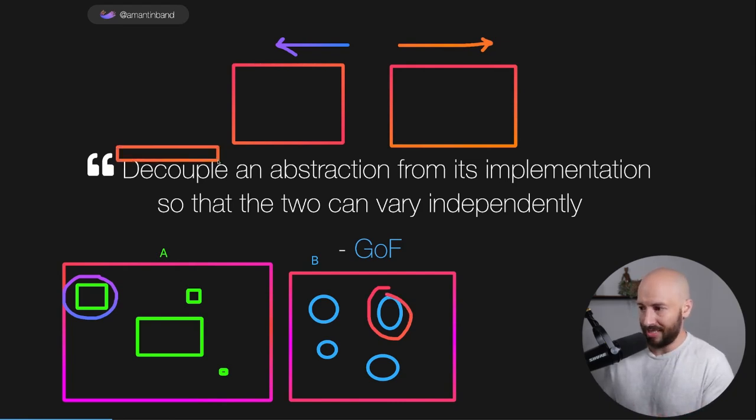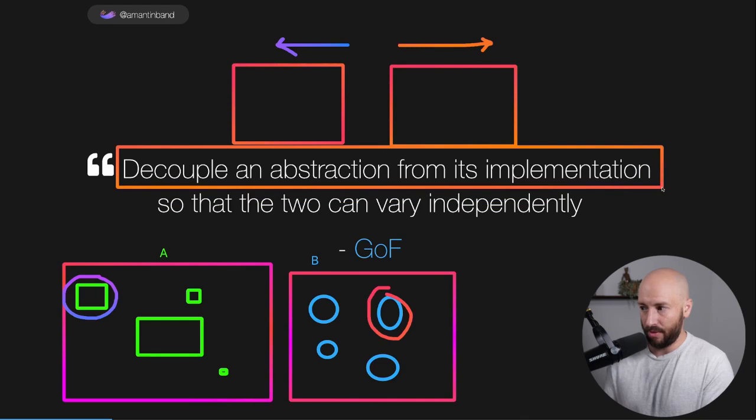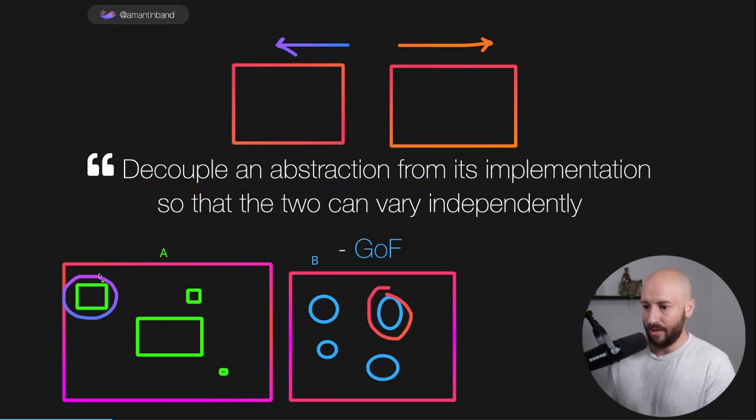When we're talking about decoupling the abstraction from the implementation, what we're talking about is for us to be able to take the abstraction and put it on one side, take the implementation and put it on the other side, and have each one of these grow and morph independently, so we don't need to create a class that basically combines both of these objects together.